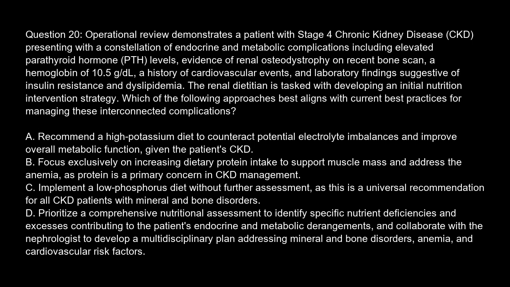Operational review demonstrates a patient with stage 4 chronic kidney disease, CKD, presenting with a constellation of endocrine and metabolic complications including elevated parathyroid hormone (PTH) levels, evidence of renal osteodystrophy on recent bone scan, a hemoglobin of 10.5 g/dl, a history of cardiovascular events, and laboratory findings suggestive of insulin resistance and dyslipidemia. The renal dietitian is tasked with developing an initial nutrition intervention strategy. Which of the following approaches best aligns with current best practices for managing these interconnected complications?